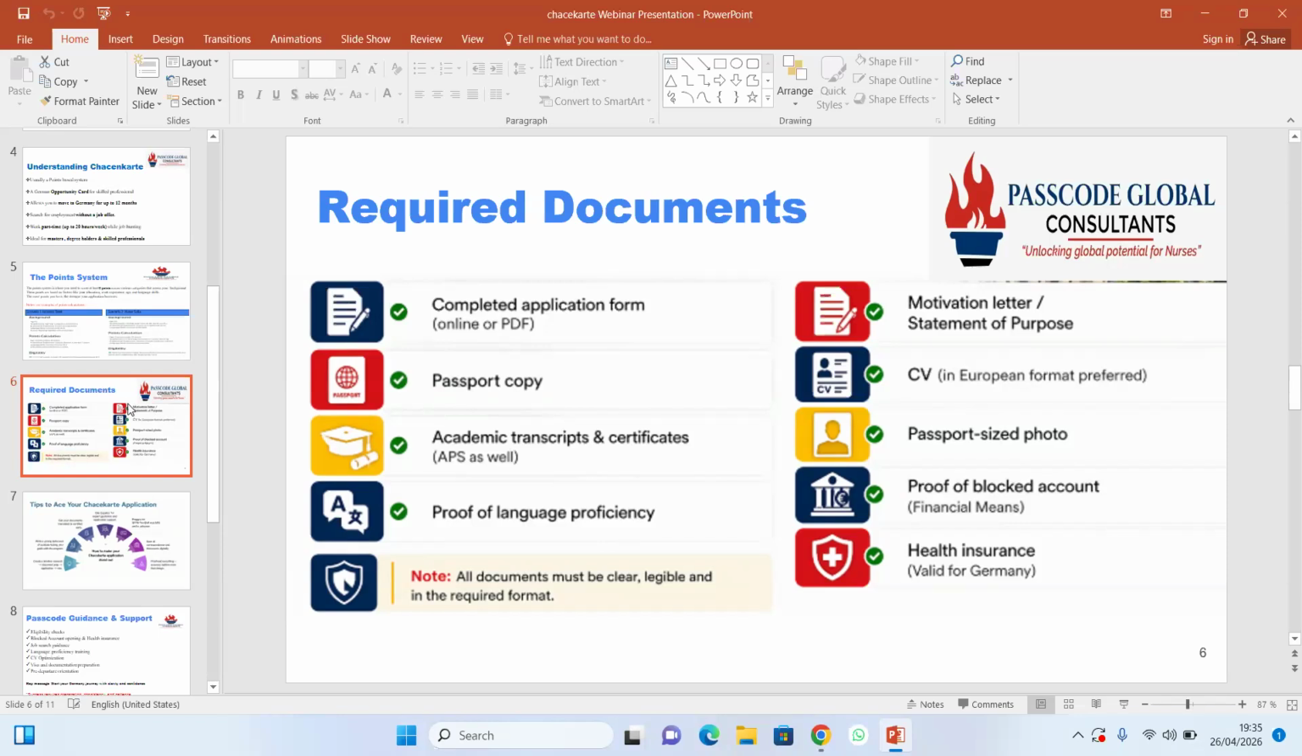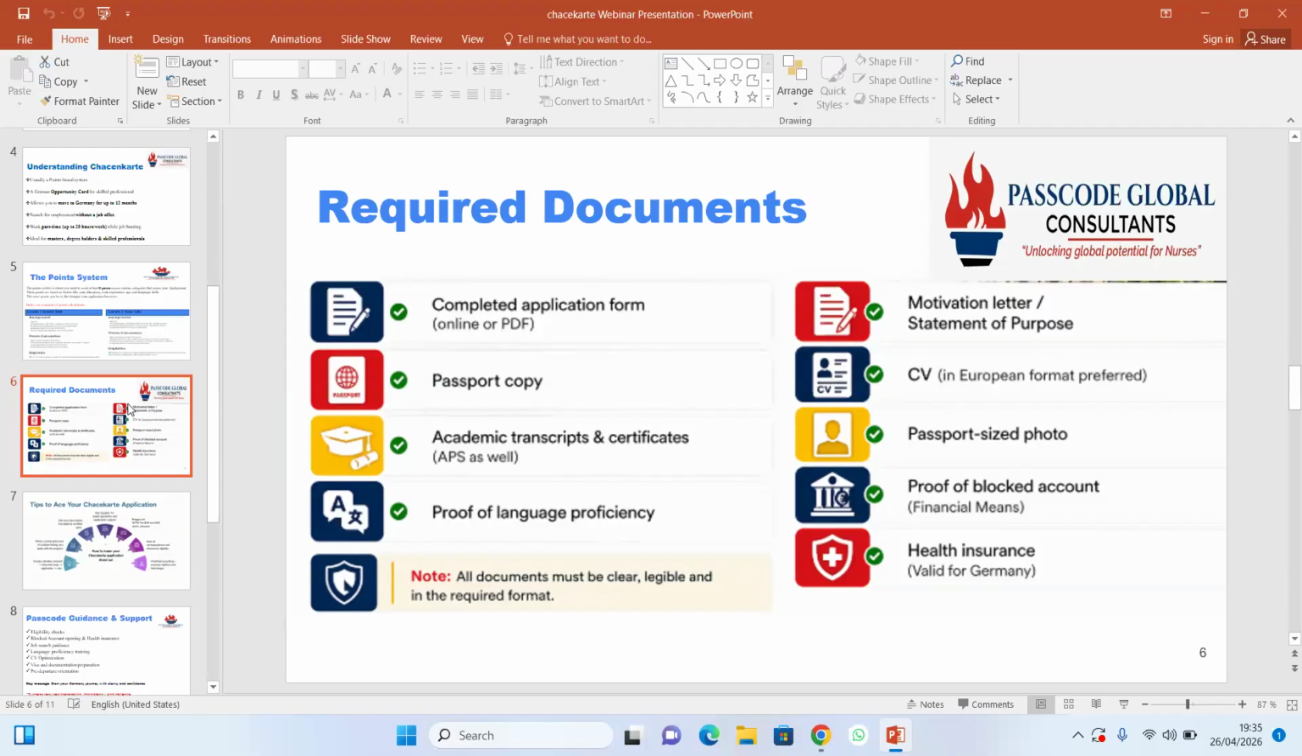You'll need a passport. So when starting this process, it's good to have a passport. National IDs are not recognized internationally. Make sure you have all your academic transcripts and certificates. Anything that you think might add to your point system, have it with you, scanned, so that in case we need anything, we ask you.